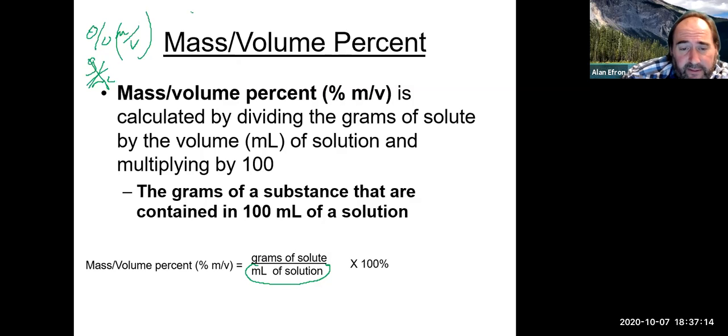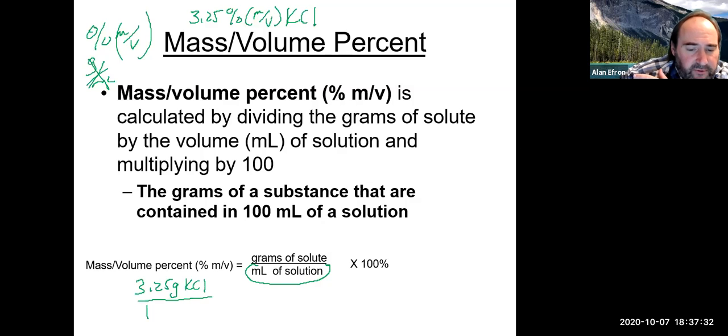If you had 3.25% mass to volume potassium chloride and you wanted to turn it into a conversion factor, you could assume 100. And what that would mean is you would have 3.25 grams of potassium chloride in 100 milliliters of solution, or the opposite conversion, 100 milliliters of solution on top would give you 3.25 grams of KCl. So again, it works the same way.